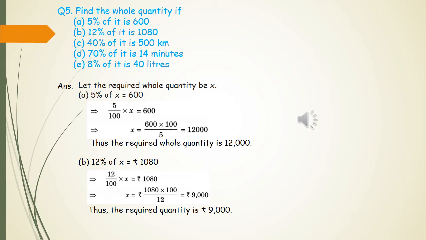Part B is also similar. It is said that 12% of it is 1080. So we are taking the whole to be x. So 12% of x is equal to 1080. 12 by 100 into x is equal to 1080. So x is equal to, once again we are cross multiplying, 1080 into 100 by 12, that is rupees 9,000.